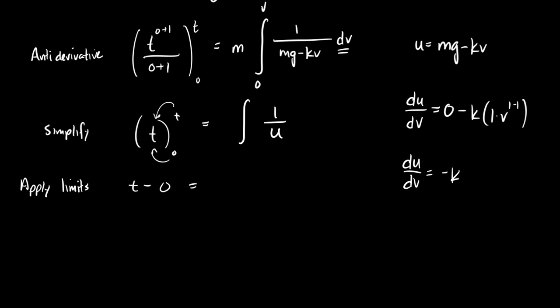Now, again, we need dv, so cross multiply, and I'll get that. So plug that in for dv.